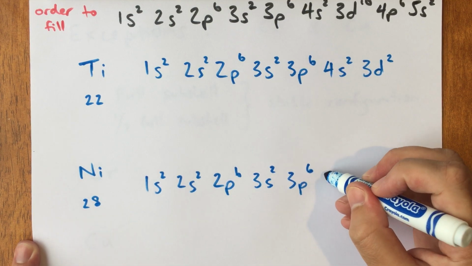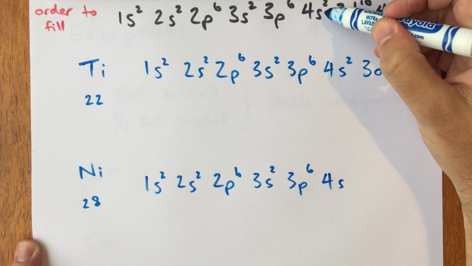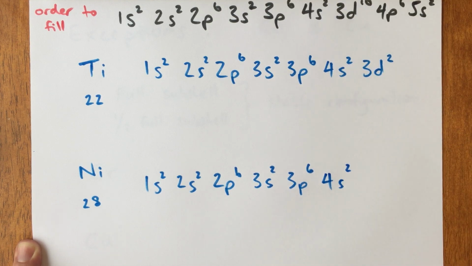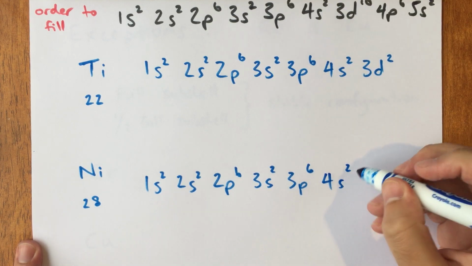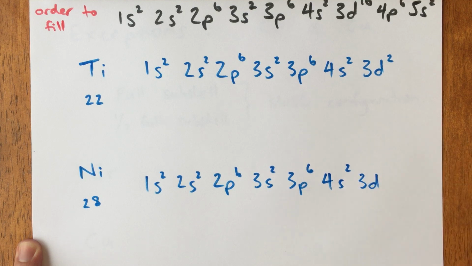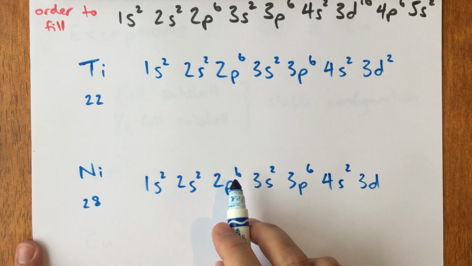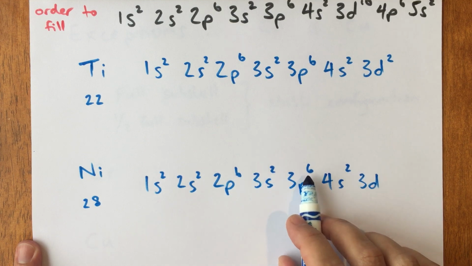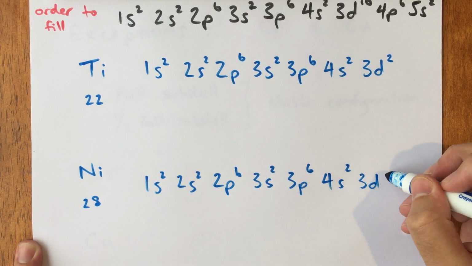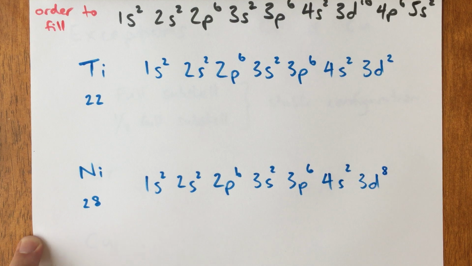Still 10 to go. Now we fill the 4s. 2 can go in there. Still more to go. Go into our 3d subshell. How many need to go in there? 2, 4, 6 makes 10, 12, 18, 20. We need to use 28. So 8 will go in there. And that's the electron configuration for nickel.